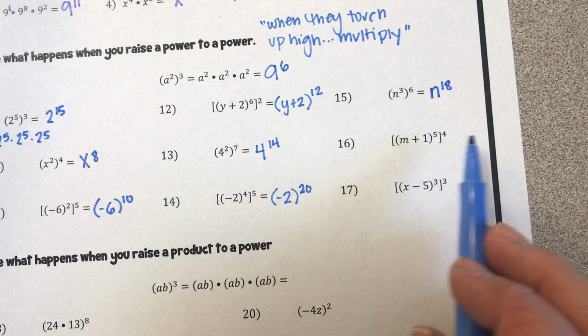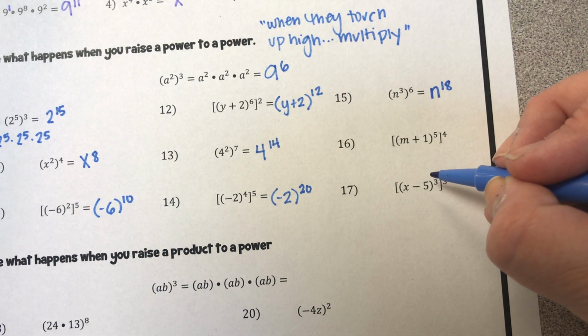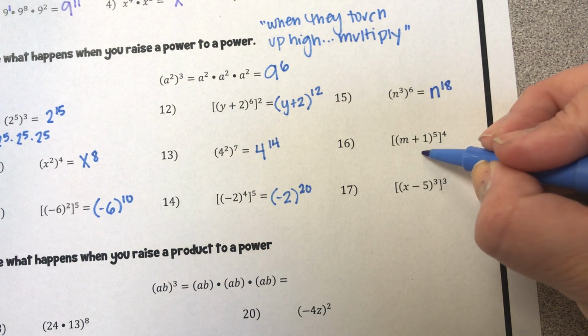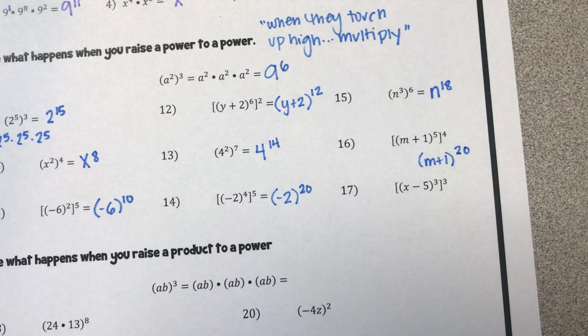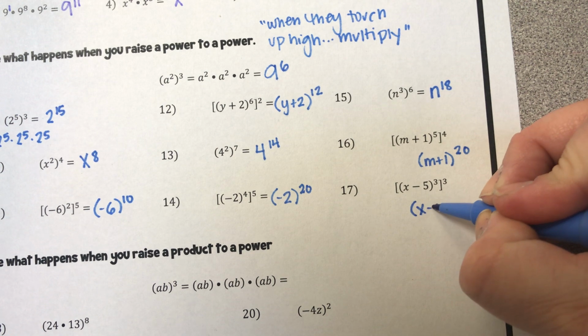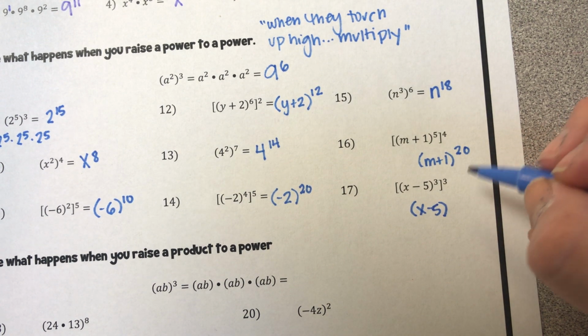m plus 1 to the 5th to the 4th would be m plus 1 in parentheses, right? The base doesn't change. It stays m plus 1 to the 20th power. And then this last one, x minus 5 to the 3rd to the 3rd. The base stays x minus 5. Then 3 times 3 is 9.